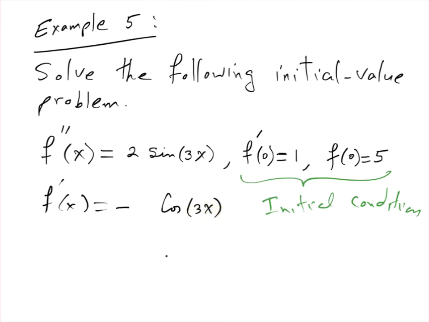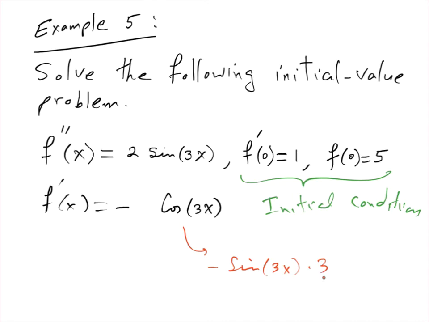Don't forget the chain rule. Derivative of cosine 3x is what? Minus sine 3x times 3 by chain rule, right? Derivative of the inside function is 3. And then with the minus I've put there, minuses cancel out.